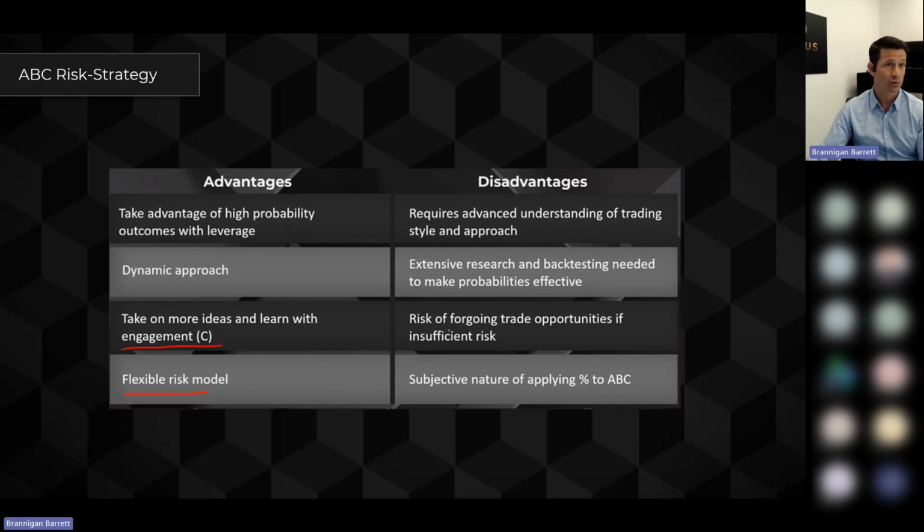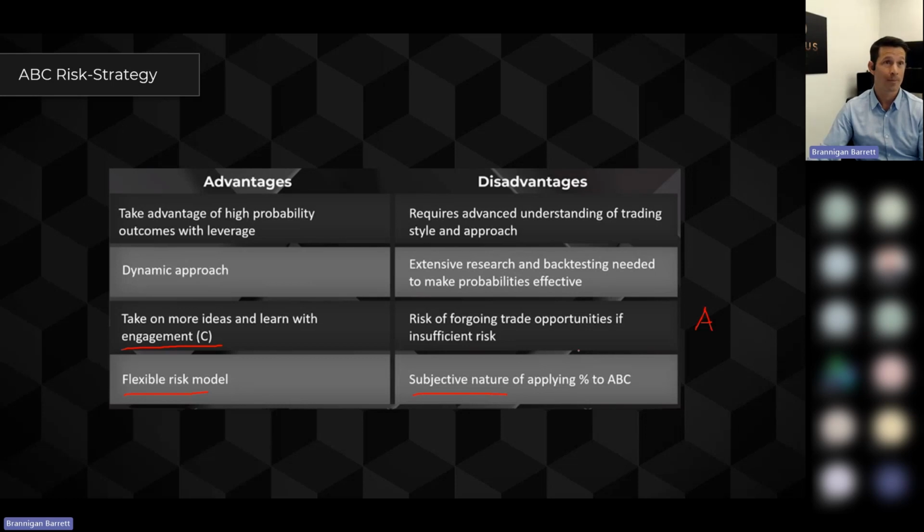There is also, of course, a risk of foregoing trade opportunities if there's insufficient risk. What I mean by that is if you've taken a trade you thought was an A trade, but it turned out to be a B trade, you've given away a large amount of your risk on the day, which means you may not be able to trade for the rest of the day. And then lastly, there is the subjective nature of applying ABC.